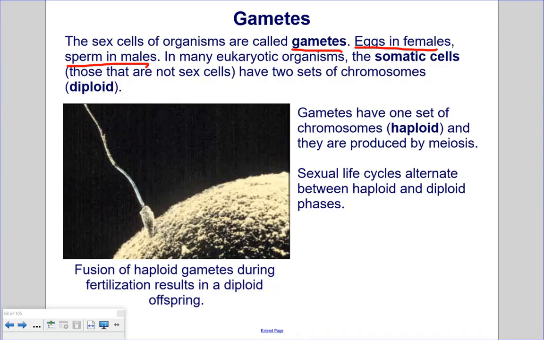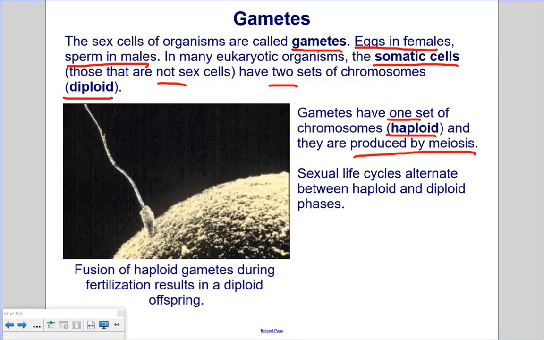In many eukaryotic organisms, the somatic cells, those that are not sex cells, have two sets of chromosomes known as diploids. So keep in mind the prefix di is 2, so diploids have two sets of chromosomes. Gametes, on the other hand, have one set of chromosomes, so they are haploid, and they are produced by meiosis. So keep in mind here, meiosis means that gametes, haploids, are going to be produced from the diploids, the non-sex cells, the somatic cells. Sexual life alternates between haploid and diploid phases.